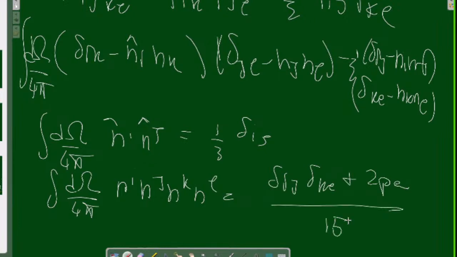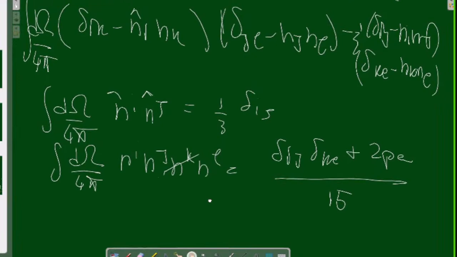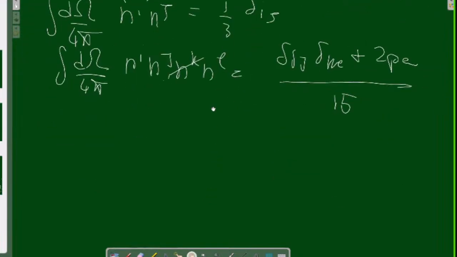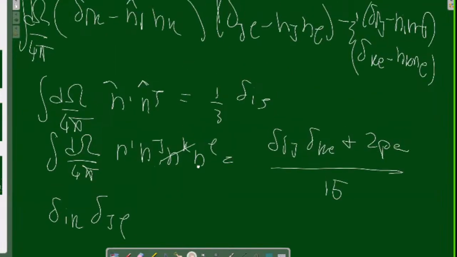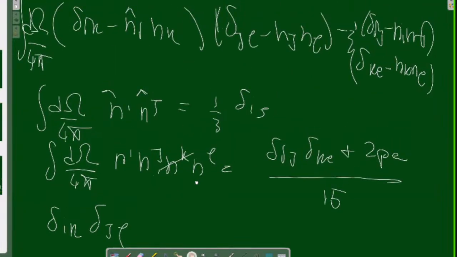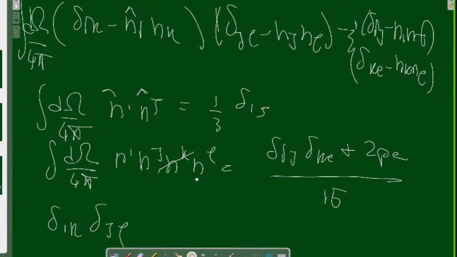Why 15? Well, if I take all of the contractions, here I get 1. Here I get 9. Then from one of the two permutations I get 3, from the other I get 3: 9 plus 3 plus 3 is 15, and then I have to cancel this. Okay, if you plug this formula into this integral, it's trivial, you just have to do it. So delta delta gives 1. Delta ik delta jl gets multiplied by 1. Then n n delta and n n delta again is 1/3, but there are 2, so I get 2/3.